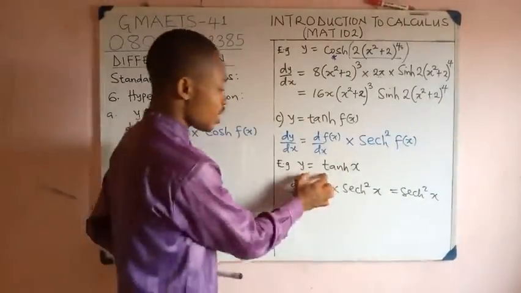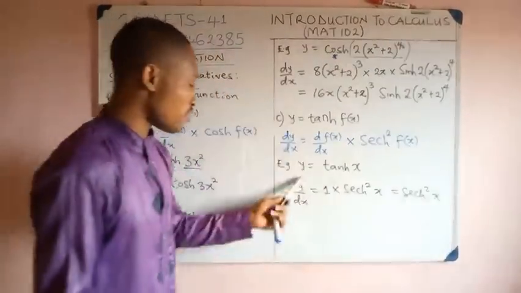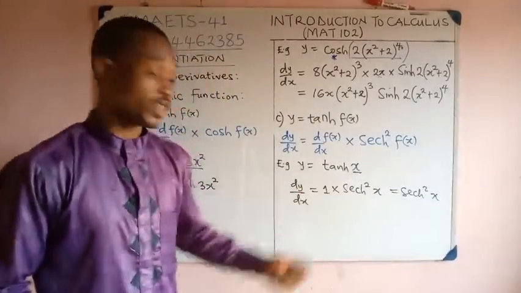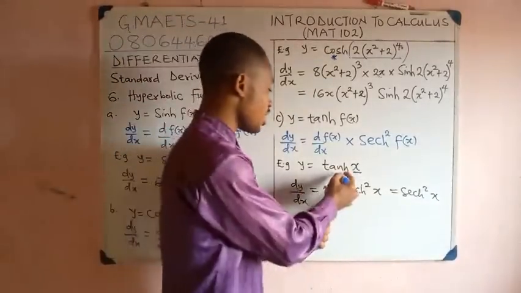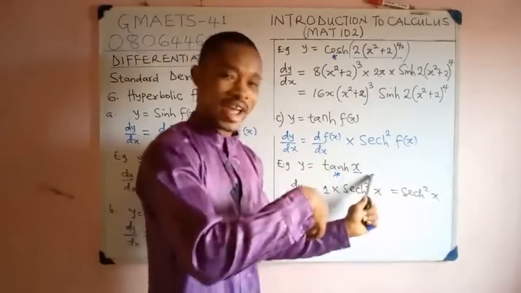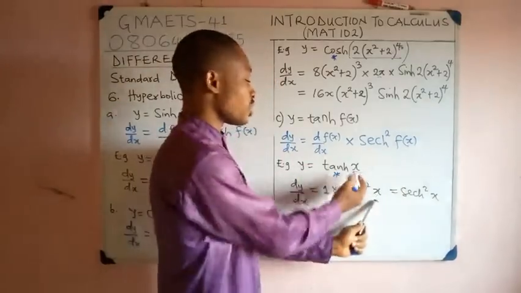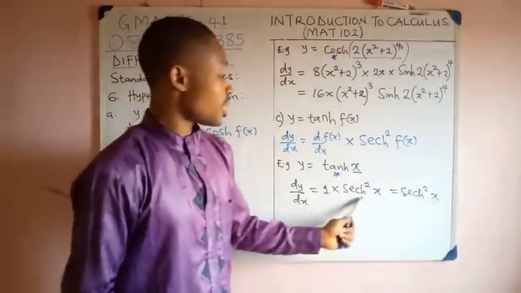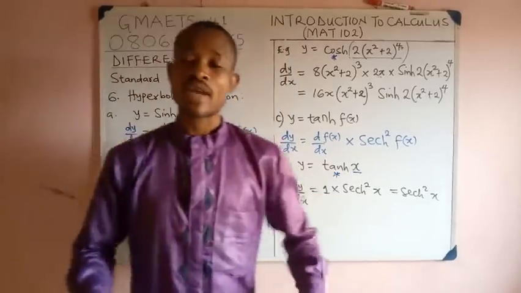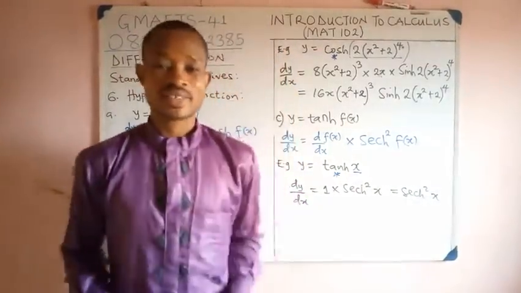So now, this is an example. y is equal to tanh x. You have to obtain the differential coefficient, dy dx. So what do you do? Identify your minor function, which is x, and differentiate it. You're going to get 1 times the standard derivative of the major function, which is tanh. If you differentiate the tanh, you get sech square x. That is sech square of what is in front of you. And of course, 1 times this sech square x will give us what? Sech square x, which means that the derivative of tanh x will give you sech square x.